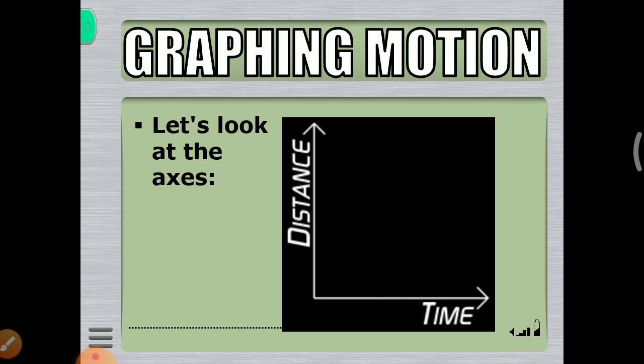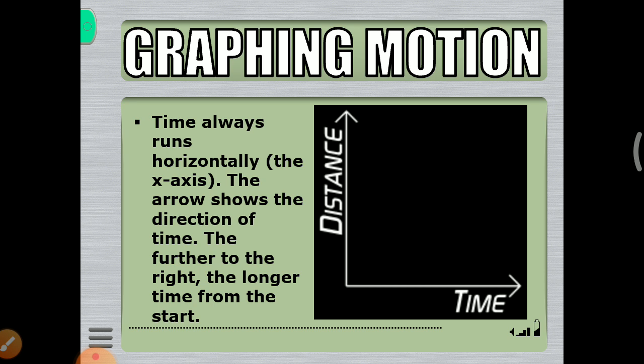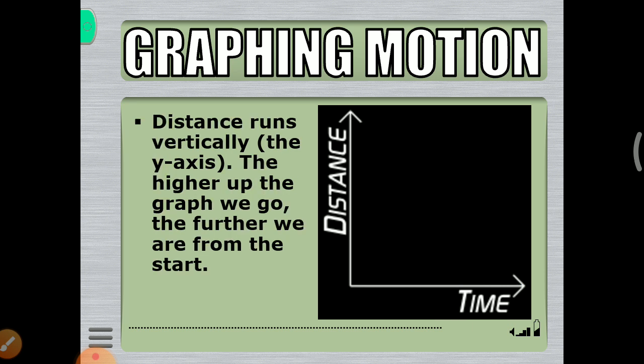For plotting a graph, you have to take a graph sheet and draw an x-axis and y-axis. Time always runs horizontally along the x-axis, and the arrow shows the direction of time. Look at this diagram. Here the time is represented along the x-axis. The distance runs vertically along the y-axis. See here, the distance is represented on the y-axis.